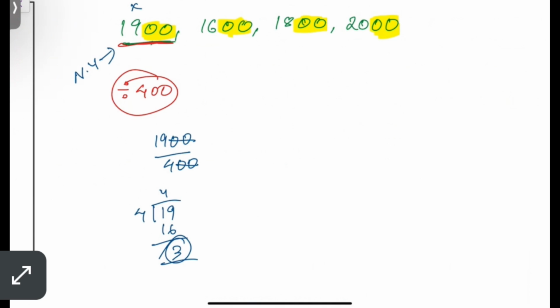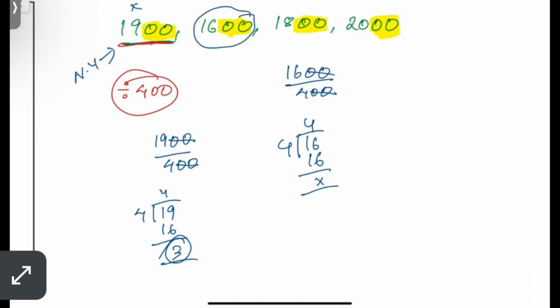What about 1600? Let's check 1600. 1600 divided by 400. So 0, 0 cancel. So 16 divided by 4. 4 4s are 16. That means the remainder here is 0. That means this one is a leap year.